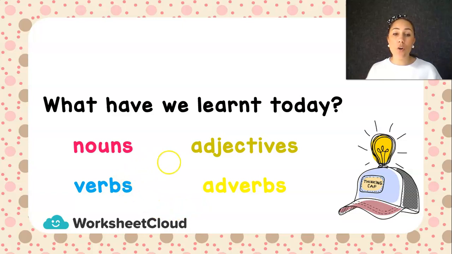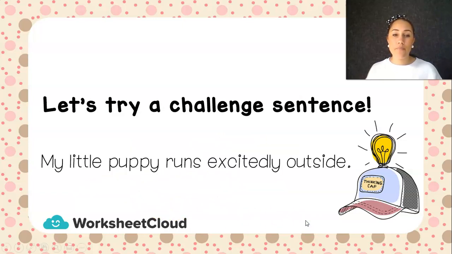Now, why do we need to know all of these things? We are going to try a challenge sentence. So you need to put your thinking caps on, and now you need to remember we learned about nouns, adjectives, verbs, and adverbs. So let's look at this challenge sentence here at the bottom. My little puppy runs excitedly outside. So now, do you see any nouns, any adjectives, any verbs, and any adverbs? Let's see if you were correct.